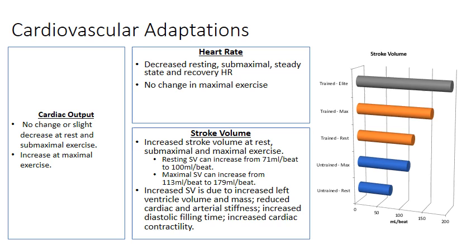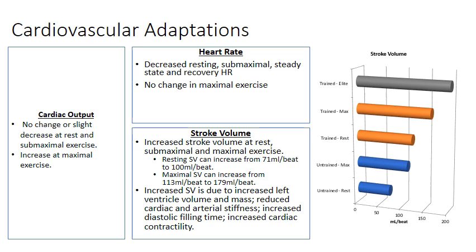In terms of the cardiac output itself, at rest or at sub-maximal intensity exercise, essentially there's no change. If anything, there could be a slight decrease, but essentially at rest and sub-max, your cardiac output will stay the same. And we'll look at why that's the case in a moment. At maximal intensity exercise, your cardiac output is going to be greater.